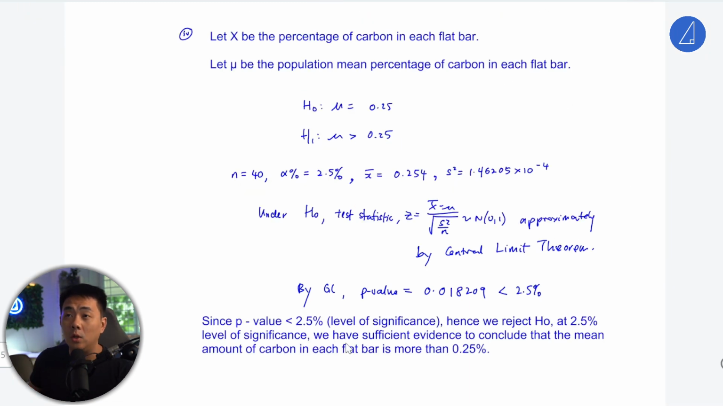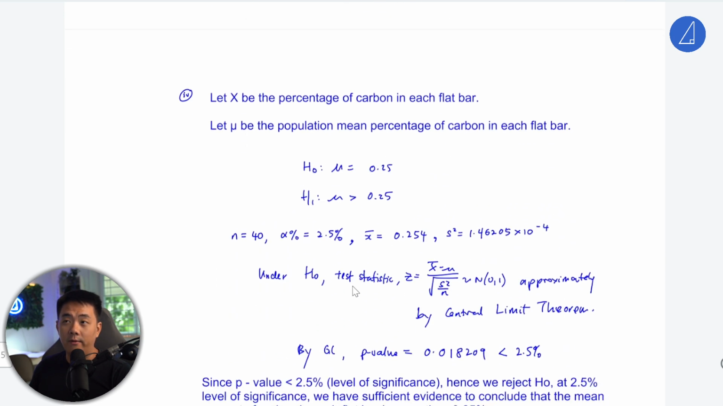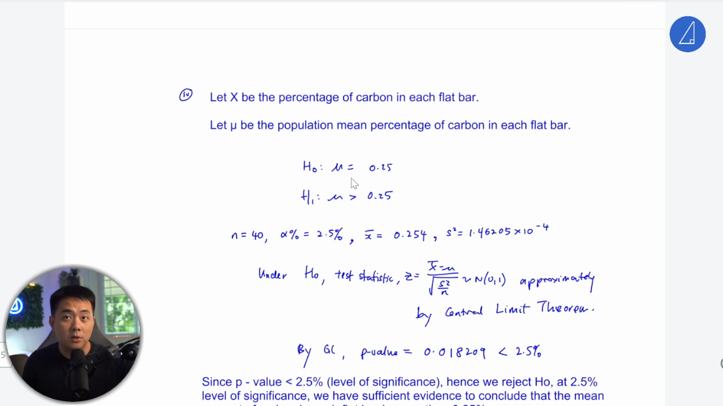Then we conclude in the context of the question. Since the p-value is less than 2.5%, we reject H0 at the 2.5% level of significance. We have sufficient evidence to conclude that the mean amount of carbon in each flat bar is more than 0.25, in favor of the alternative hypothesis. So that's how we do this question. If you have any questions at all, please do let us know, and I'll see you in the next question.